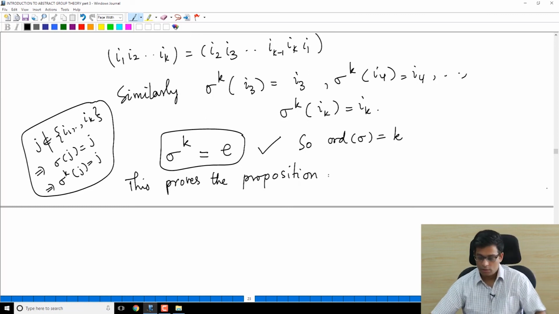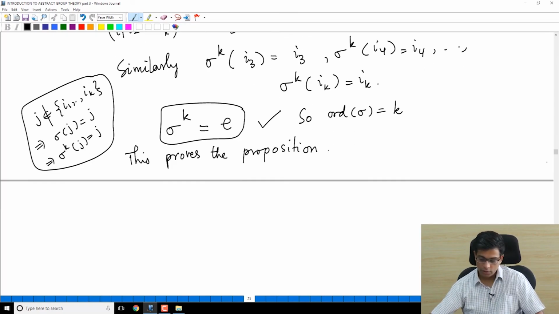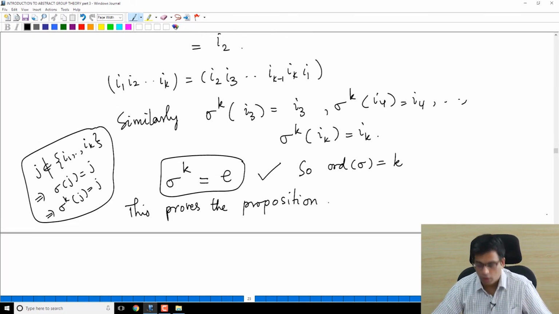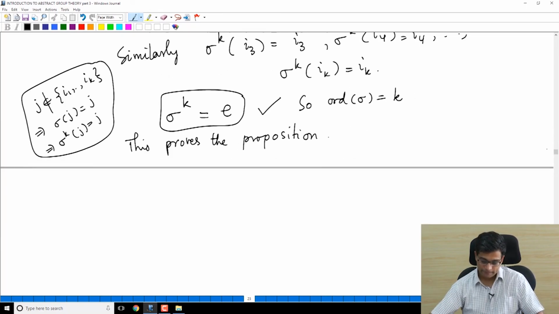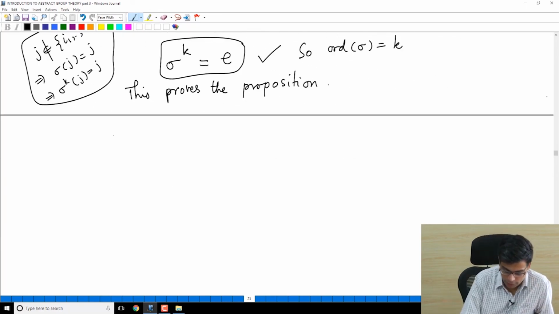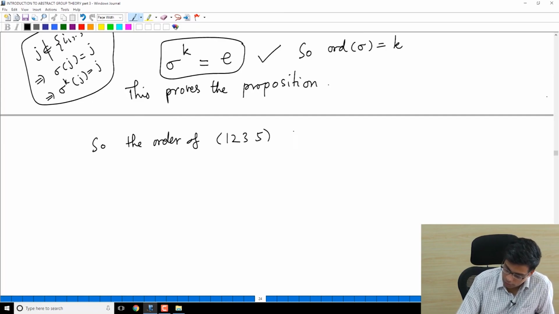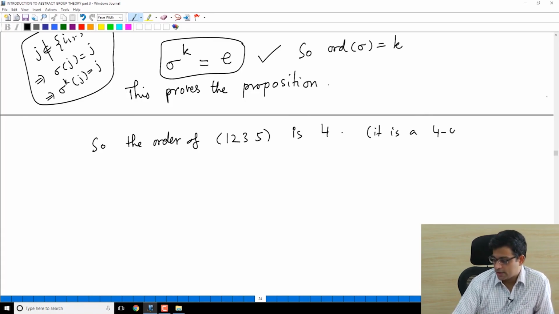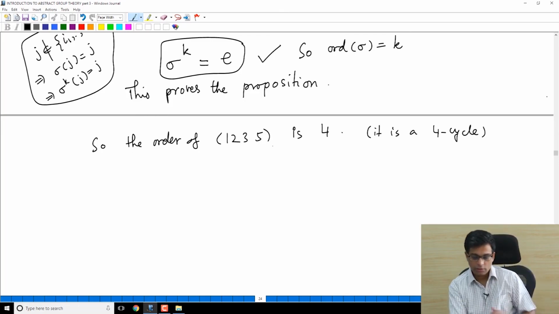So sigma, which is a k cycle, has order k. Okay, so the order of a k cycle is k. So for example, the order of (1 2 3 5) is 4, right? Because it's a 4 cycle. And it's a good exercise for you to check that. In fact, it is 4 by multiplying it out.